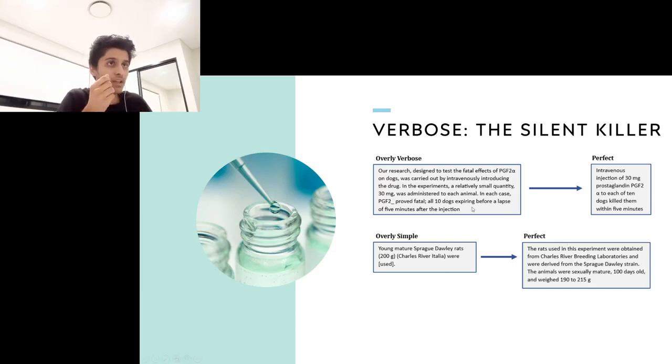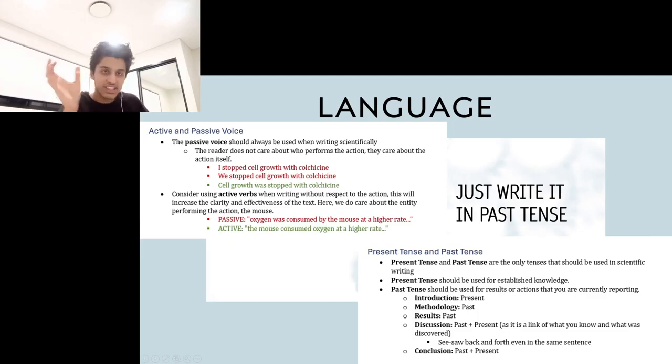Okay, now language. There's a lot to look at. There's active and passive voice, and there's present and past tense. So let's look at active and passive voice. The passive voice should always be used when writing scientifically. When you're writing scientifically, no one really cares about who performed the action. Like, "I stopped cell growth" or "We stopped cell growth." No one cares. What we care about is the action itself. We don't care about the person performing the action.